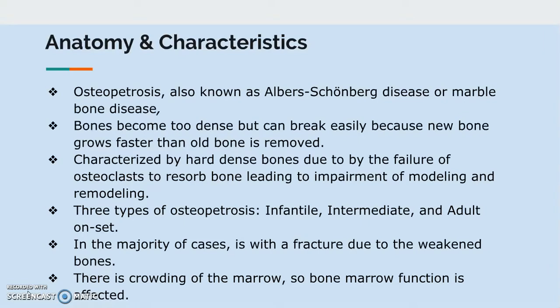It is characterized by hard, dense bones due to the failure of osteoclasts to reabsorb bone, leading to impairment of modeling and remodeling. Three types of osteopetrosis include infantile, intermediate, and adult onset. In the majority of cases, it presents with a fracture due to the weakened bones, and there is also crowding of the marrow, so bone marrow function is affected.